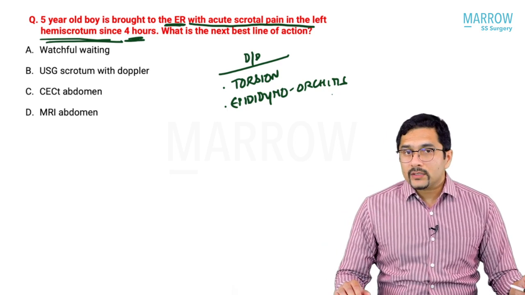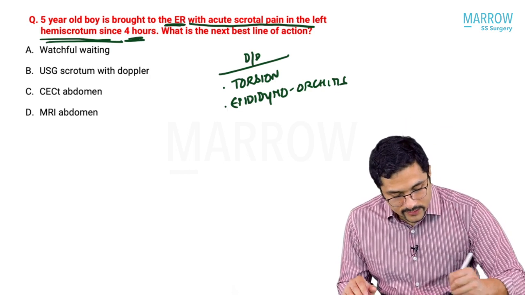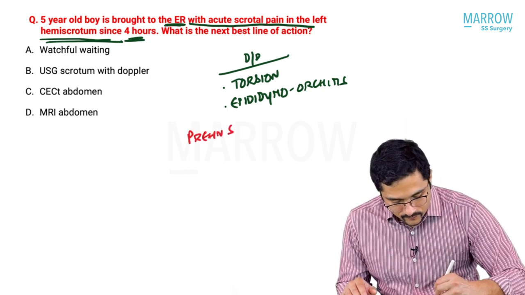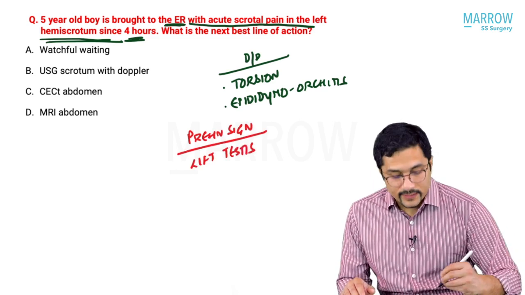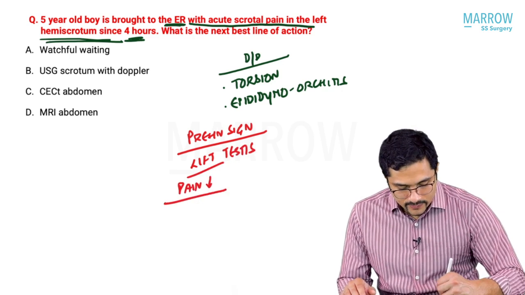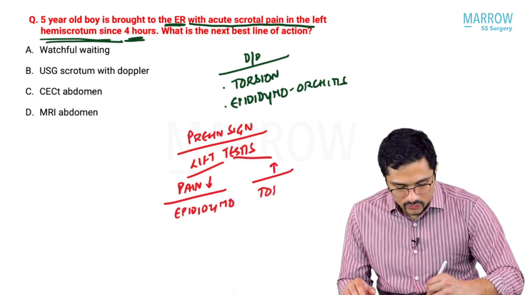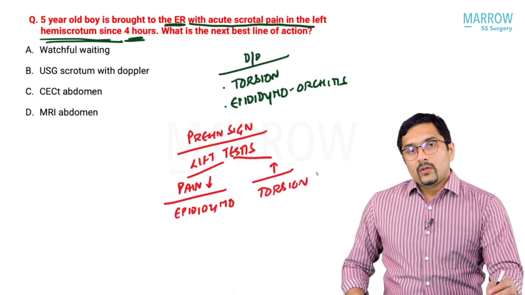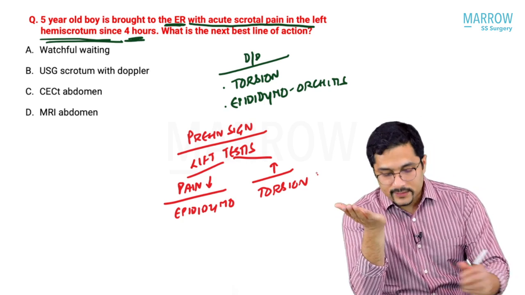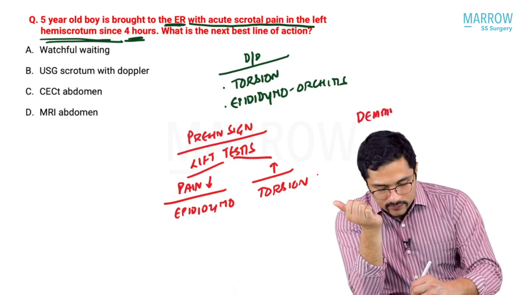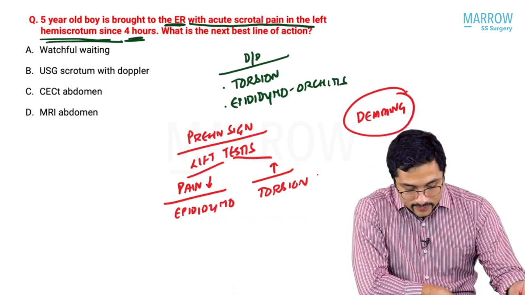Now, there are clinical signs also which can differentiate the two, like the Prehn sign. The Prehn sign is if you lift the testis, pain reduces in epididymo-orchitis, but pain increases in torsion. You have the Angel sign, that the testis is lying horizontally, and the Deming sign. The Deming sign is when in torsion the testis lies at a higher level.